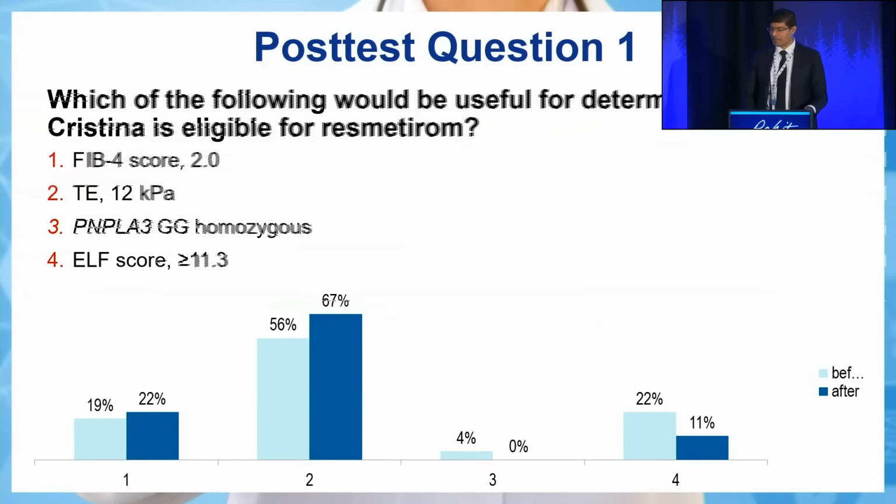This is before and after. I think 22% chose the ELF score. I'm so glad that was a learning pointer here, that 11.3 is associated with cirrhosis. So you don't want to treat a patient who you think has cirrhosis and a 20% chance of decompensating over the next 2 years. That's what 11.3 is reflecting.